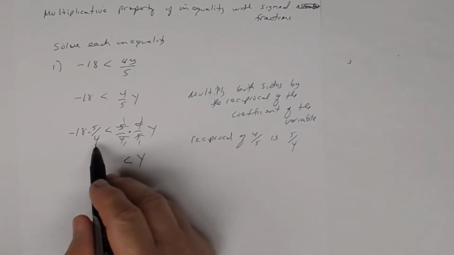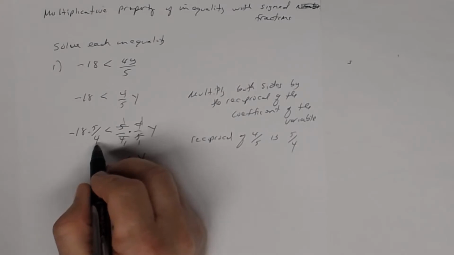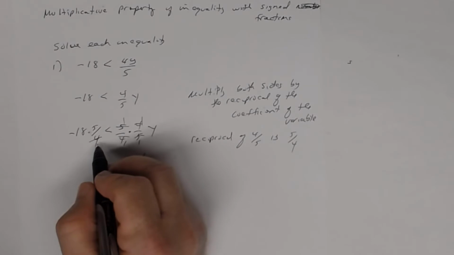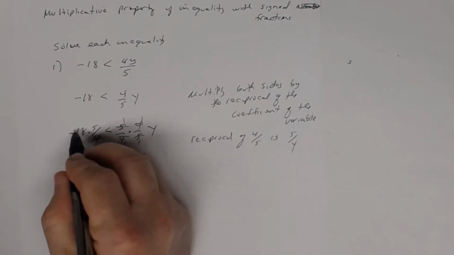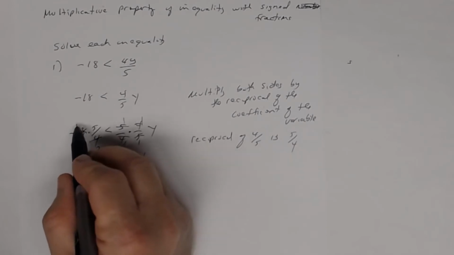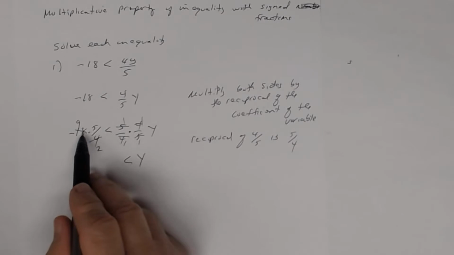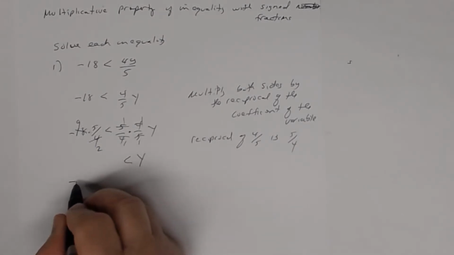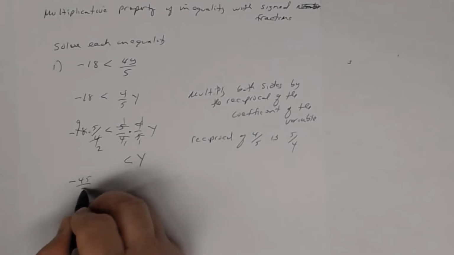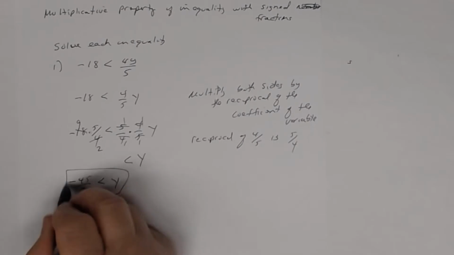And then let's go ahead and reduce this. When you reduce it, the 4 and the 18 are both even, so they're both divisible by 2. So 4 divided by 2 is 2. Negative 18 divided by 2 is negative 9. So you get negative 9 times 5. Negative 9 times 5 is negative 45, divided by 2, is less than y. All right, and so that's the answer.